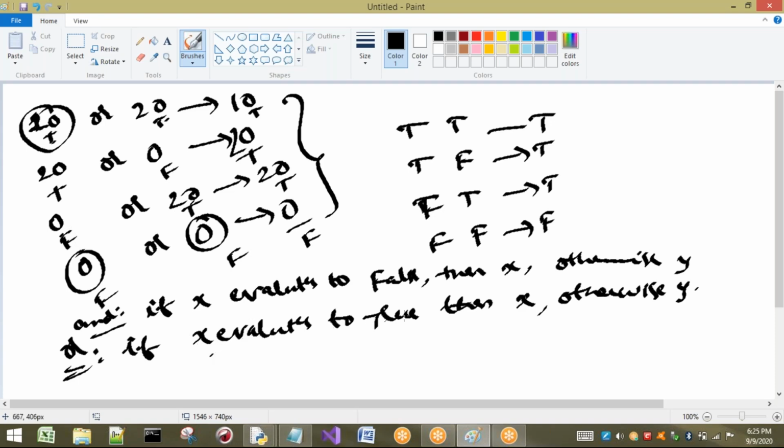If x evaluates to true, then x, otherwise y. If x evaluates to false, then we have to get y. So the answer is y. Once again I am repeating. If x evaluates to true, then x. Is it true? No. Then it has to give you the y value. Next one, x is not true, so it has to return y. So y is also 0. So it leads to a small confusion. Don't worry about this. If you write this statement and check it clearly, you can understand. So these two statements should be understood.